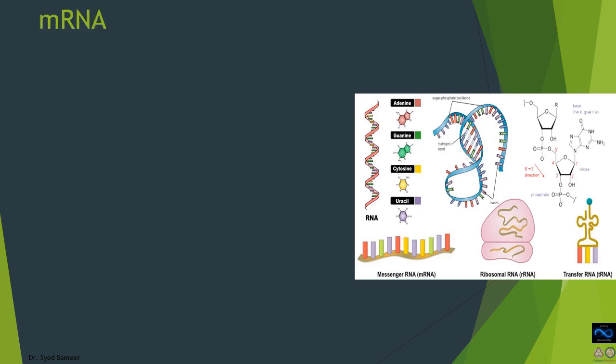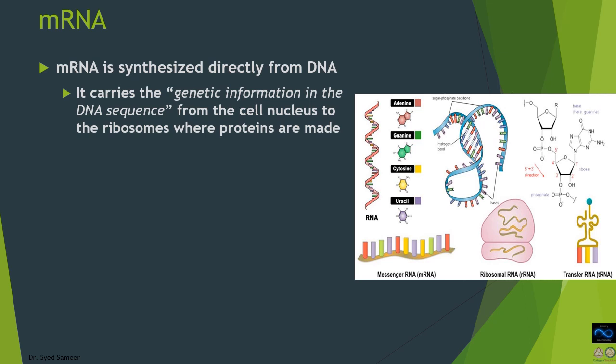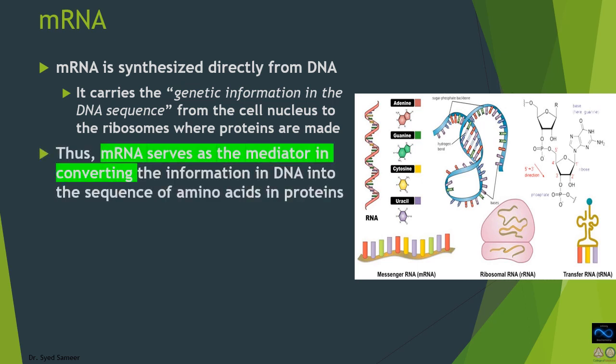The first important type of RNA which helps in the decoding of genetic information in DNA is the messenger RNA. It is synthesized directly from the DNA. It carries the genetic information from the DNA sequence to the ribosomes, where it tells the ribosomes to make a protein of specific amino acid sequence. Hence, we can say that mRNA serves as the mediator of converting the genetic information into the sequence of amino acids in proteins.